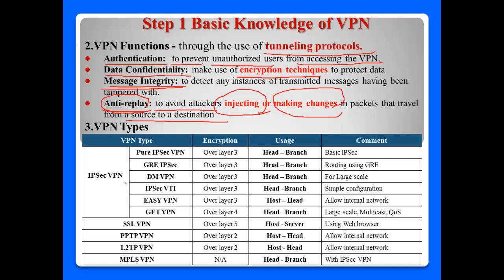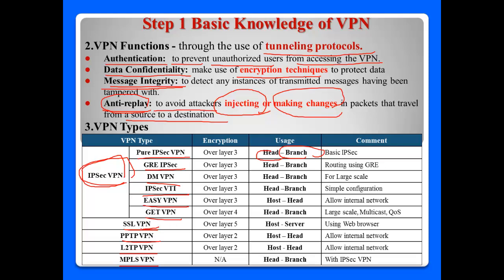Number 3, VPN types. There are so many VPN types. For example, IPsec VPN, SSL VPN, PPTP, L2TP, and MPLS. Especially IPsec VPN normally can be located in layer 2. There are many IPsec VPNs, for example, pure IPsec, GRE, DMVPN, IPsec VTI, Easy VPN, and GET VPN. Normally this kind of VPN can be used between head office and branch office.